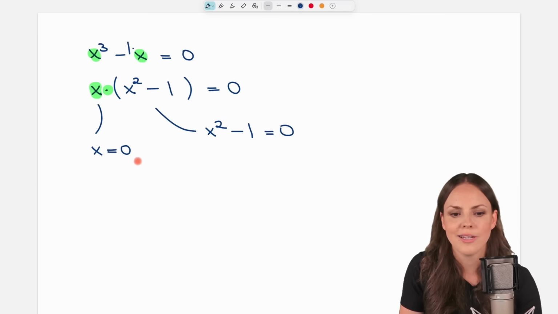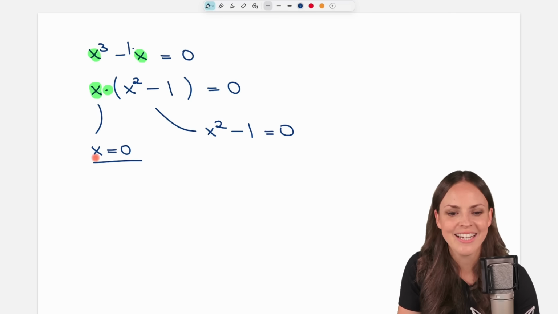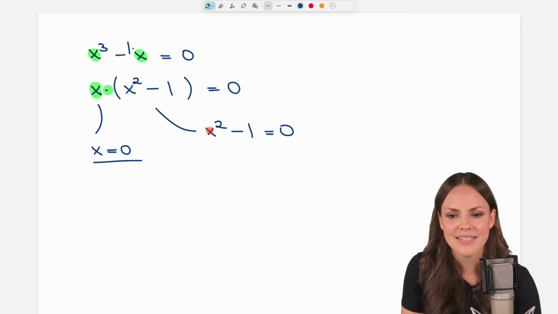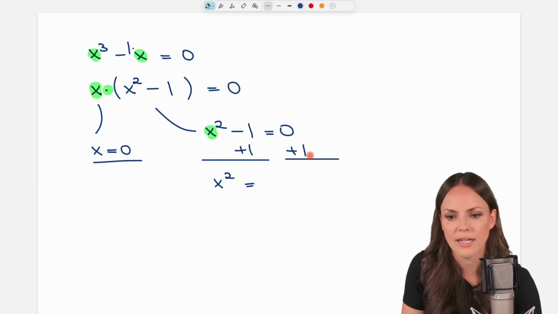Well, the first equation is already solved for x, so here we have our first possible solution. And this equation, we still have to solve for x, so let's bring the negative 1 to the other side by adding 1 on both sides of the equation, so that we have x squared here. This cancels out, and on the other side, we get a 1. To solve for x, we have to get rid of the square, so let's take the square root on both sides of the equation.